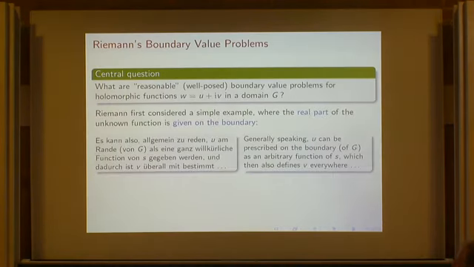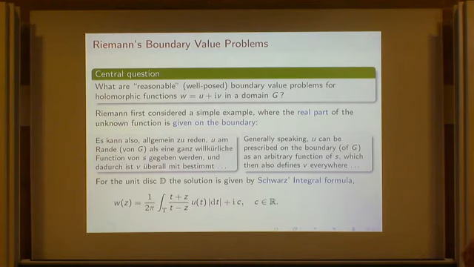So let's start with some simple examples as Riemann did. He said if we decompose the function in real and imaginary part, then we can prescribe the real part more or less arbitrarily along the boundary, and this determines the imaginary part more or less uniquely. And in fact, the solution can be given explicitly by Schwarz's integral formula. There is an additional free constant, maybe you keep this in mind, which is not determined by the boundary condition alone.